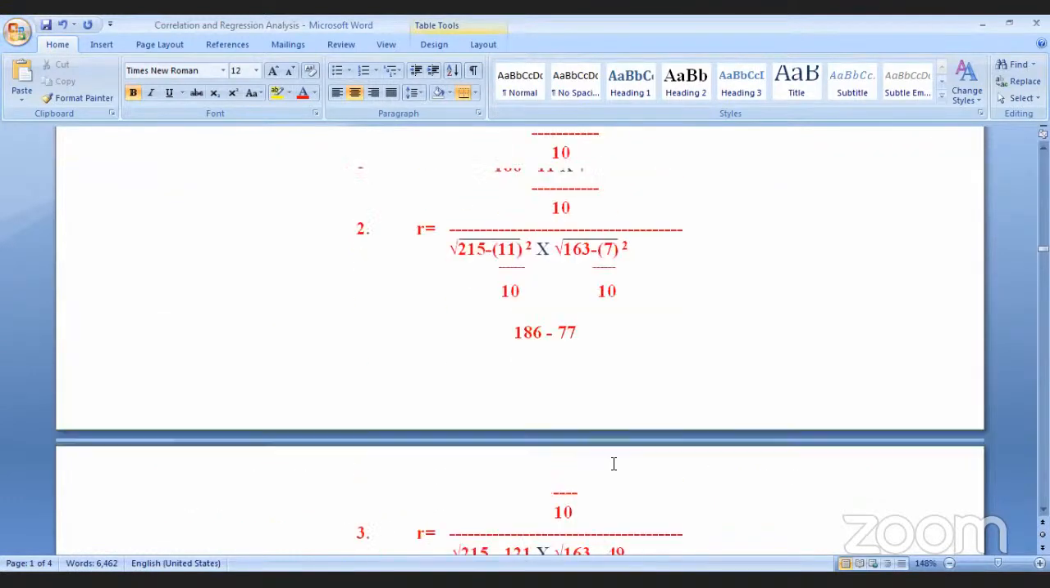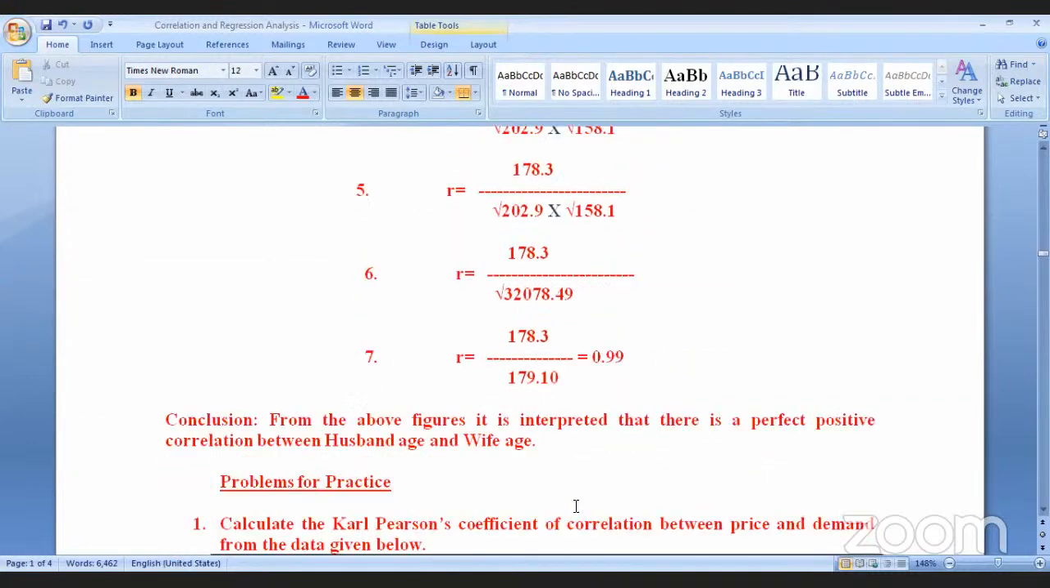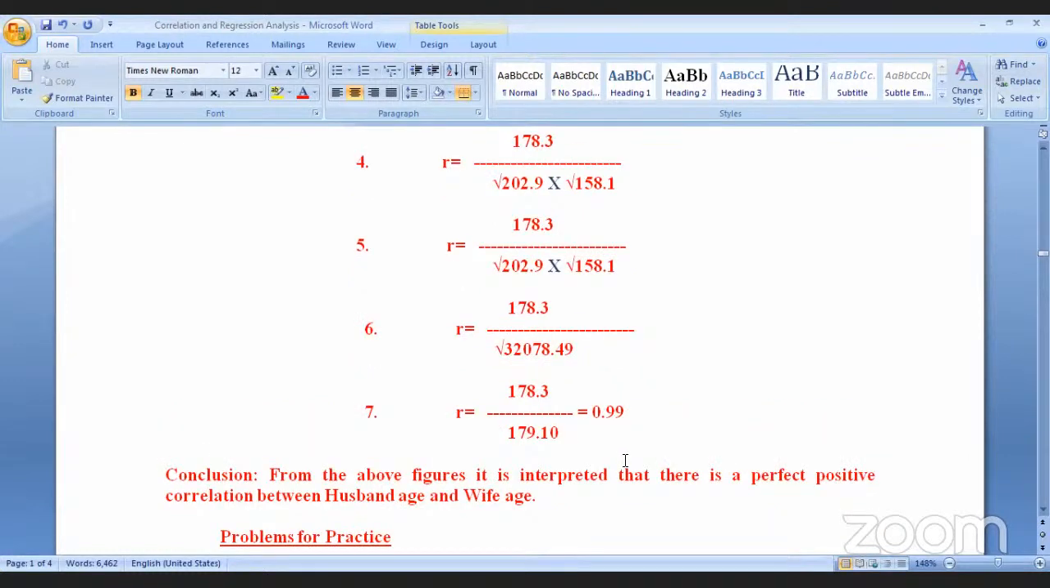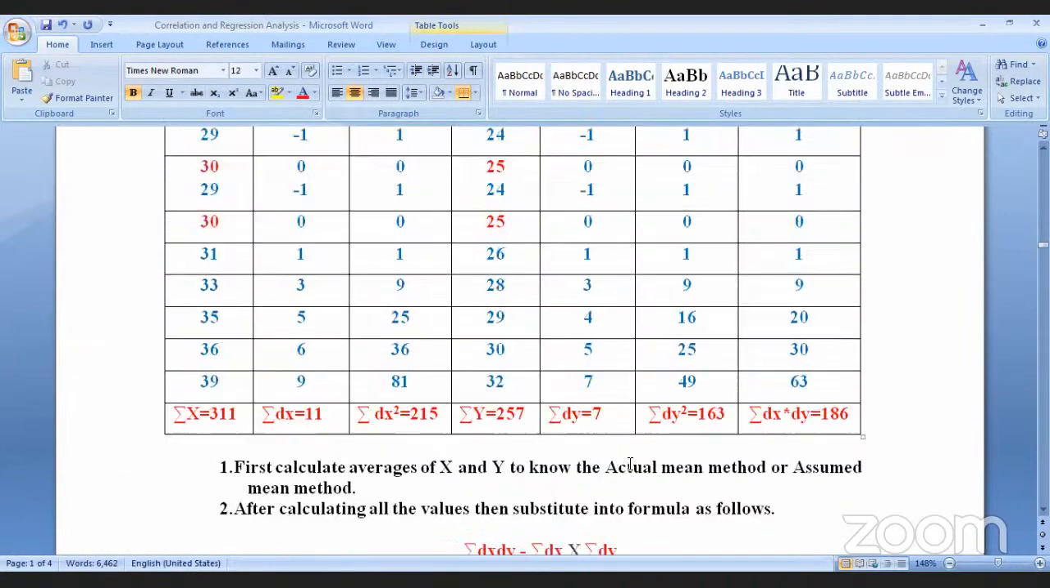So here I have taken 7 steps. You can take 1 step or 2 steps, that is your choice. From the above figures, it is interpreted that there is a perfect positive correlation between husband's age and wife's age. In this problem, if you have any doubt, please ask.